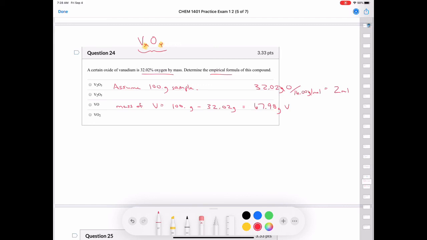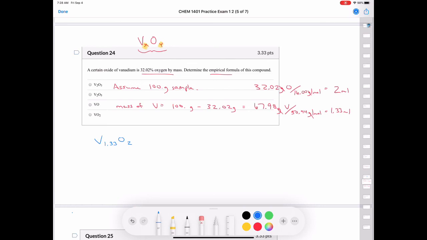And then for my vanadium, I'm going to do the exact same thing. The molar mass of vanadium is 50.94 grams per mole. And when I do that, mass cancels out, and I end up with 1.33 moles. So if I was to put that in my formula, I'd end up with something like V 1.33, O 2. But we're not going to have a fraction.